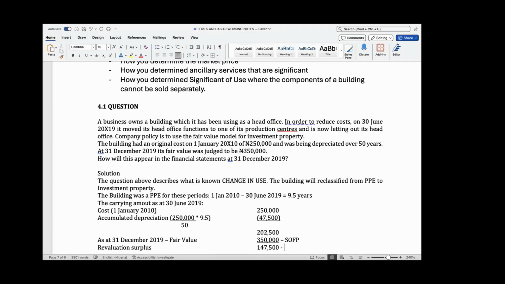OCI. Profit and loss. Profit or loss, sir. Other comprehensive income. Okay, good. So some parties said it should go to P&L, while some said it should go to OCI.